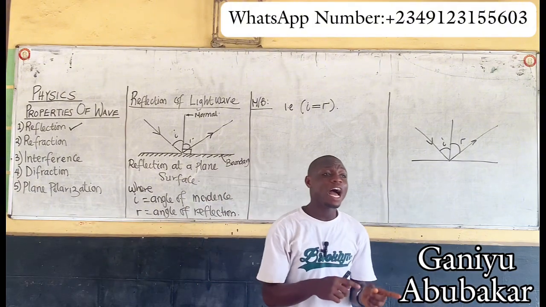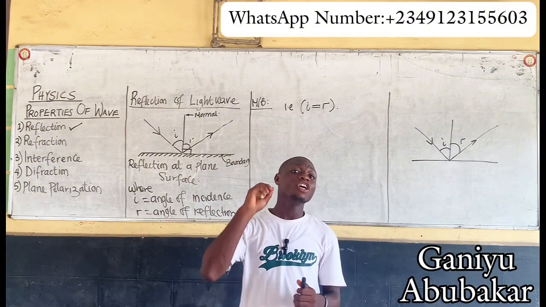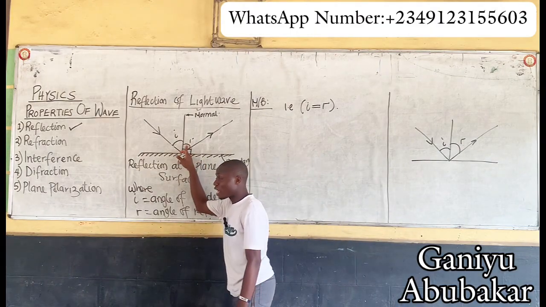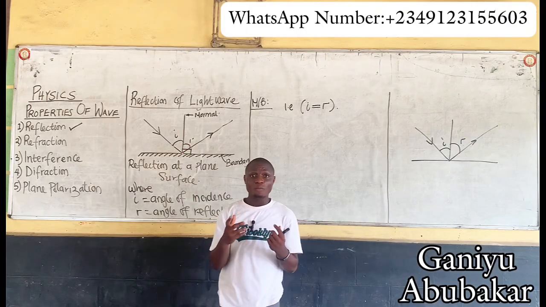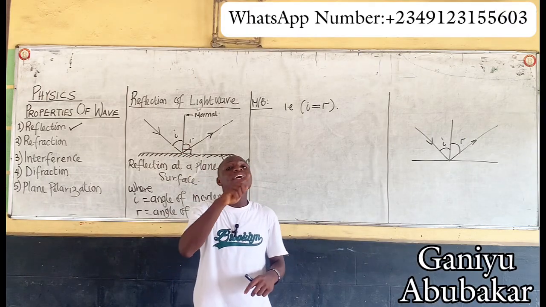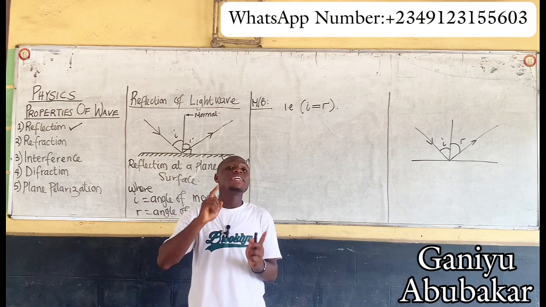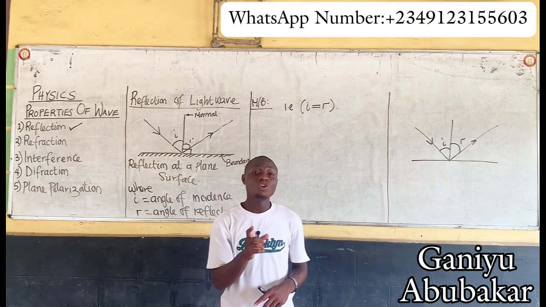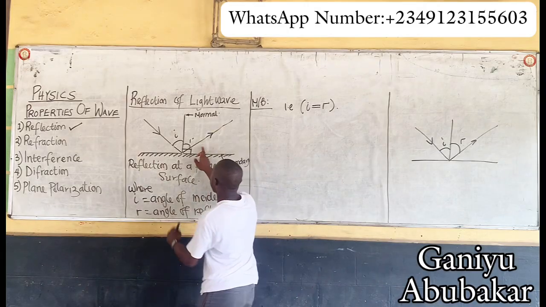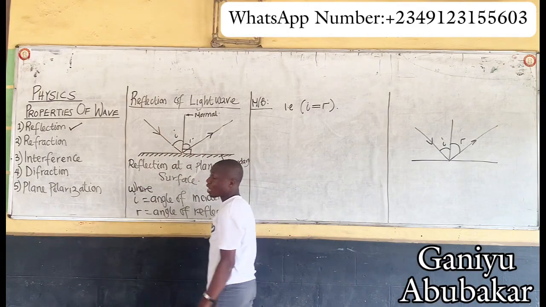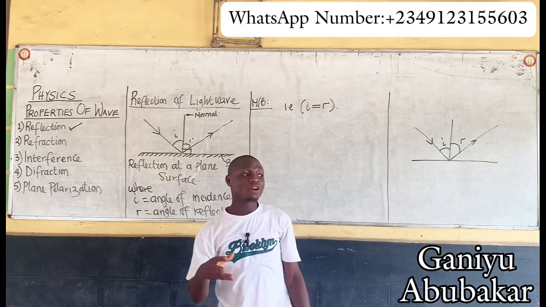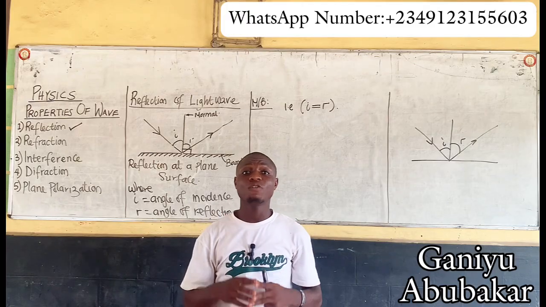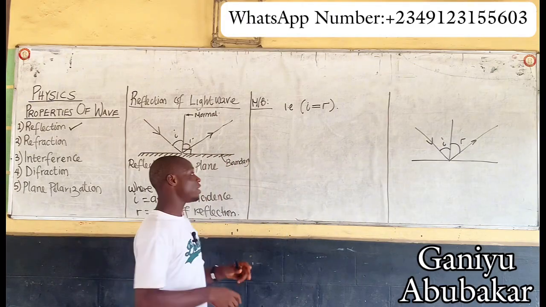You can also define the angle of reflection by logical extension. The angle of reflection can be defined as the angle formed when the reflected ray and the normal meet. So the angle formed when the reflected ray, this one here, and the normal meet is called R, and R is called the angle of reflection. So this is how you define I and R, in case. So I'm done with defining I and R.